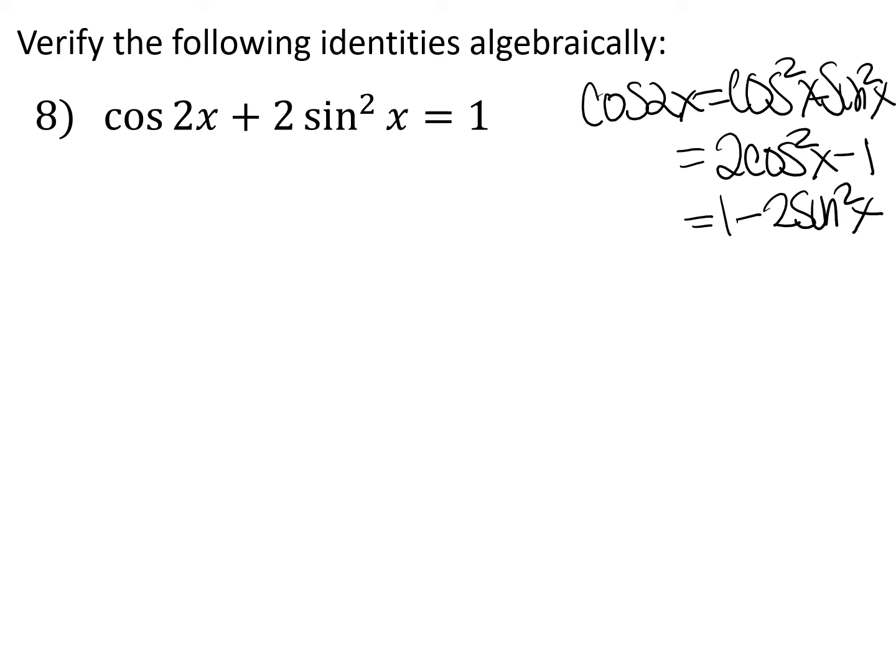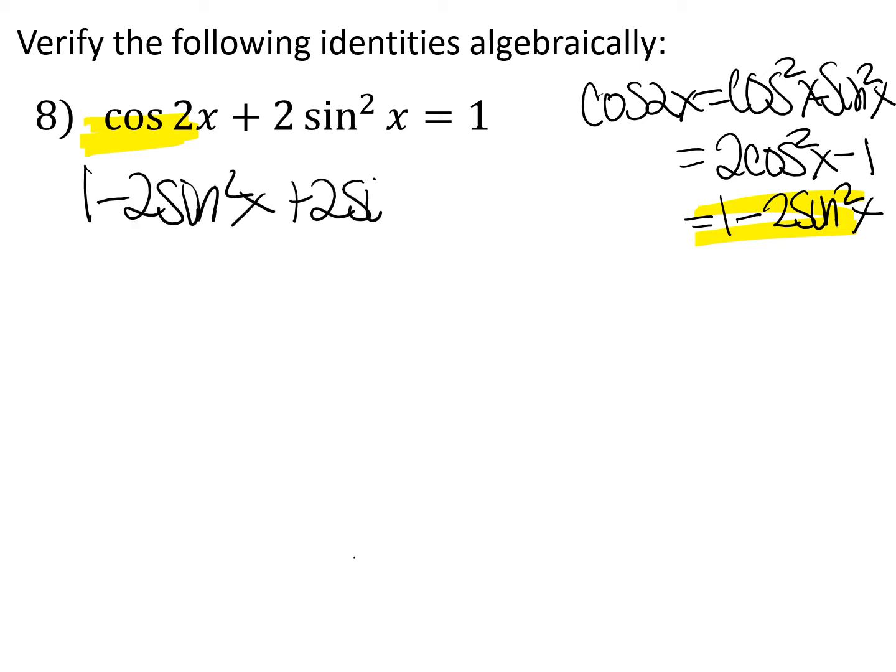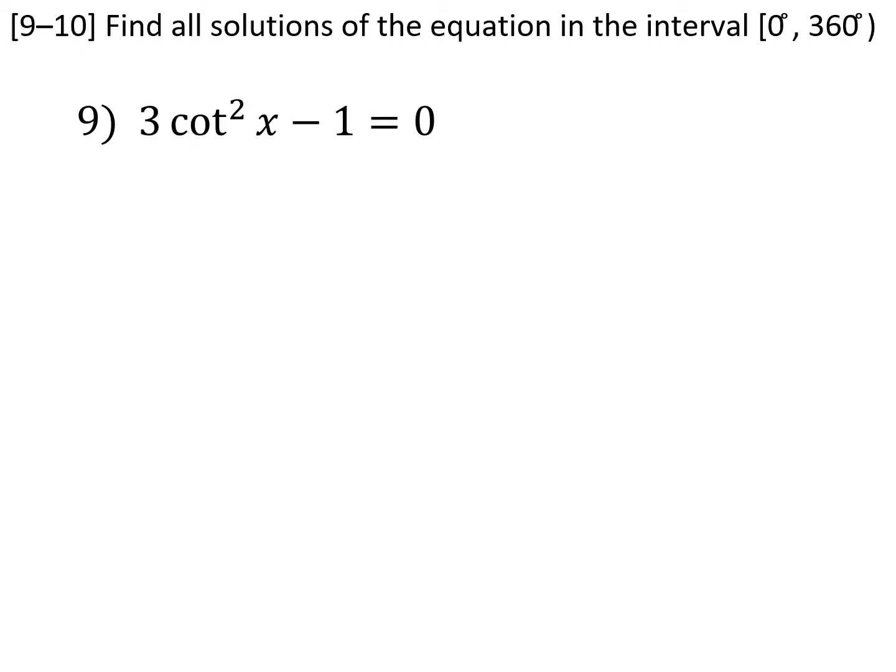Right away I can see that if I use this last one here, I would have a negative 2 sine squared x, which would cancel with the other one. So I'm going to use that substitution here. I have 1 minus 2 sine squared x plus 2 sine squared x. Those will wonderfully cancel, leaving me with 1 equals 1. Final answer. Sweet. It's way easier than it looked, huh?